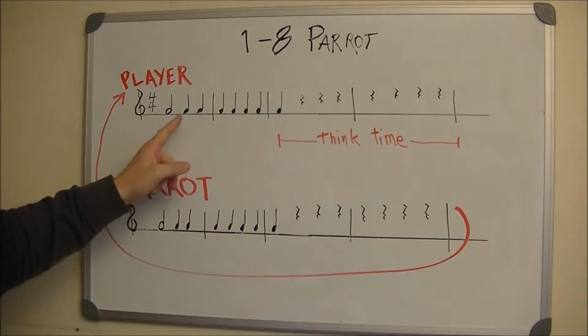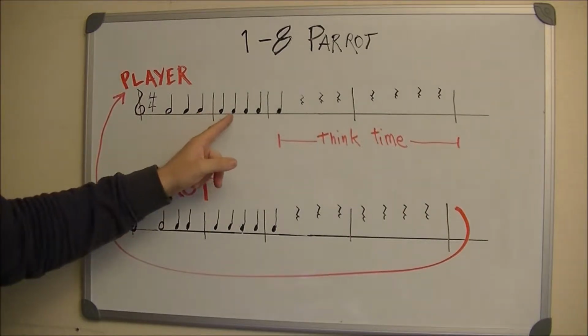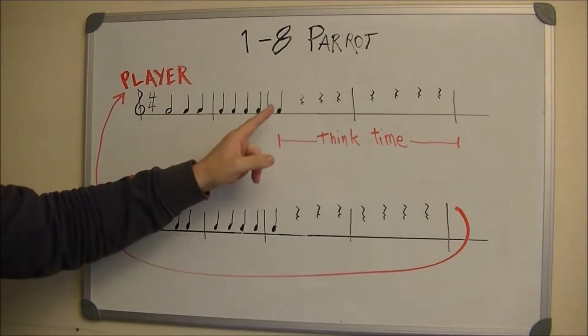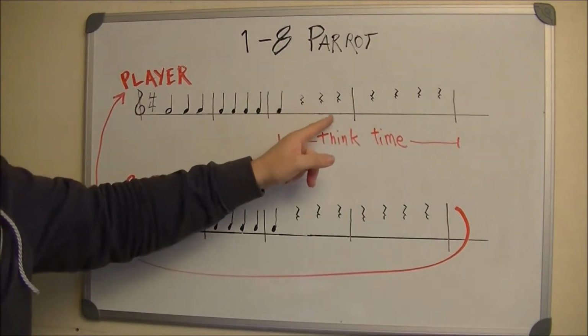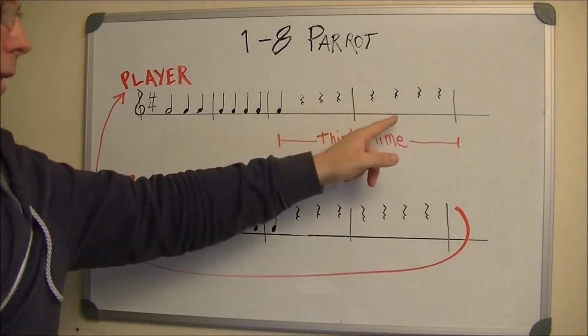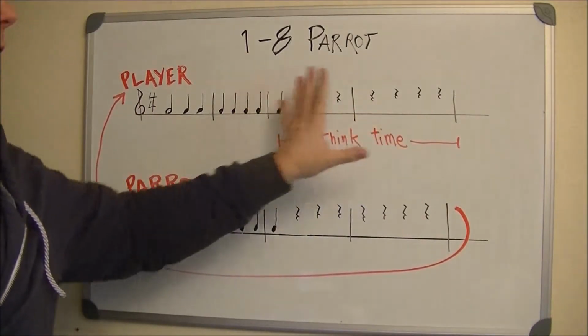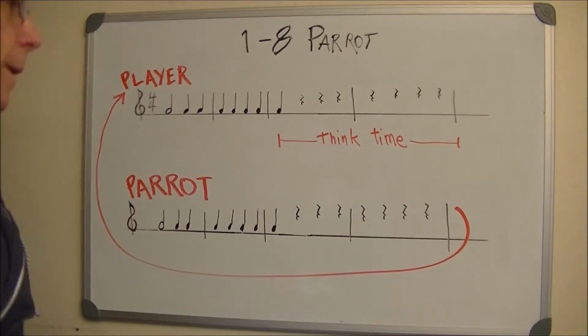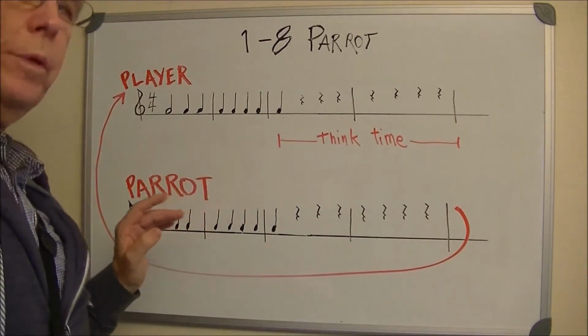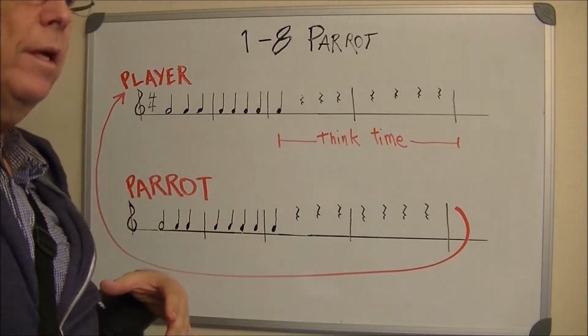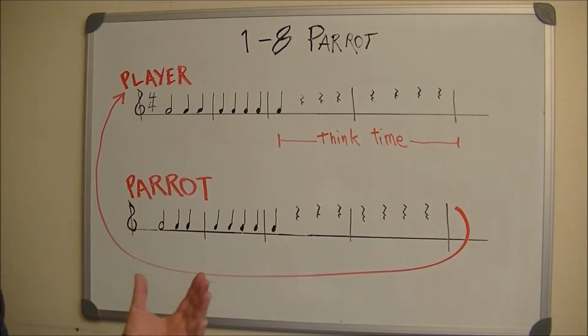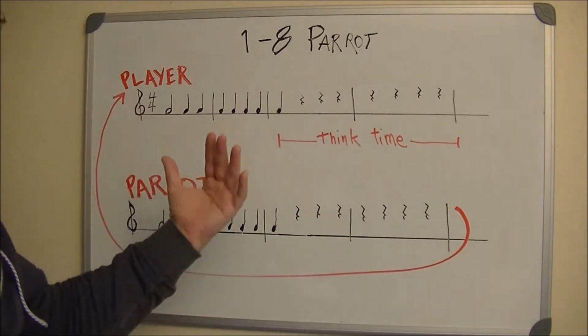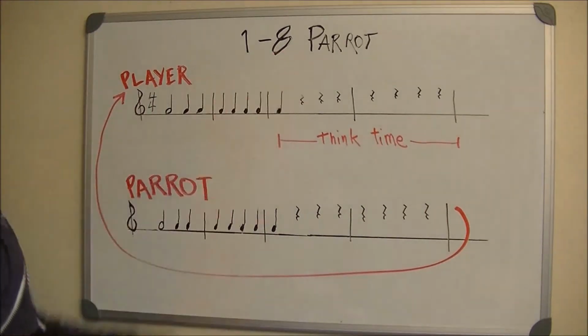1, 2, 3, 4. 1, 2, 3, 4. 1, silent, silent, silent, silent, silent, silent, silent. All of that space is so that you have time to think up your response. In this case, you're just playing back a perfect replica of what you just heard. In fact, you might call this the playback game instead of the Parrot game.